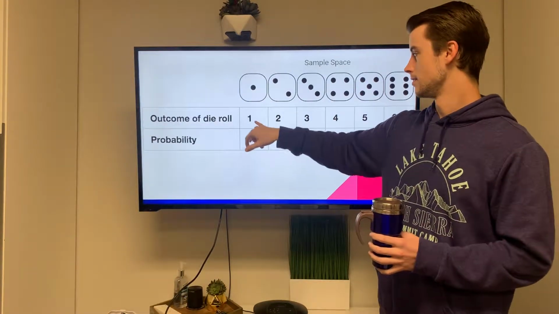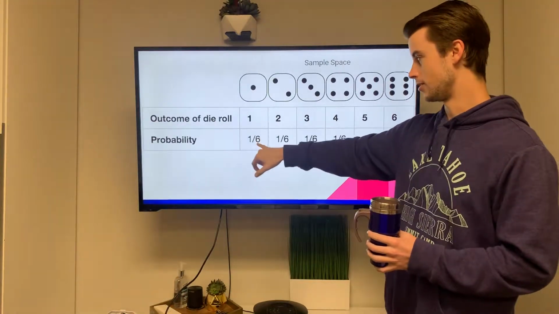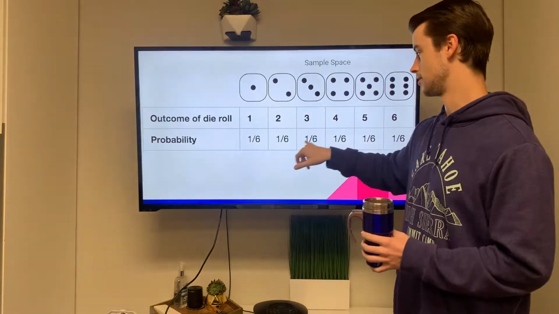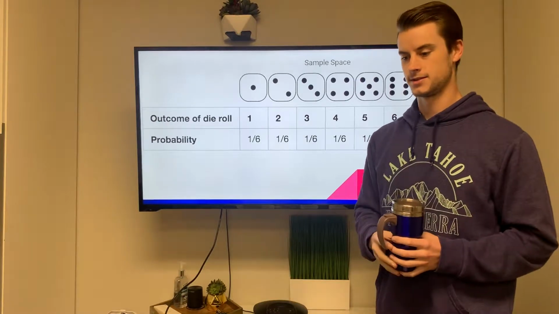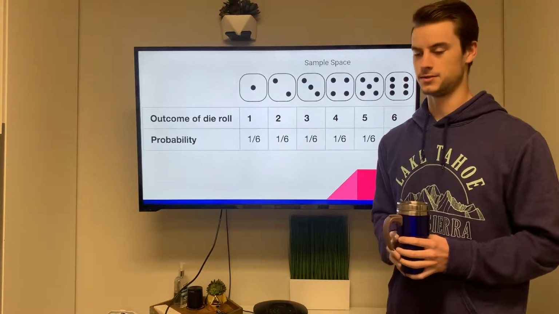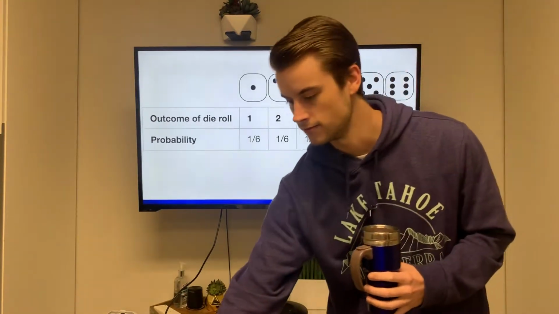Again, since there's 6 outcomes, the probability of rolling a 1 is 1/6. Same thing for 2, 3, 4, 5, and 6, okay? So that's just kind of how we can look at that in terms of a discrete random variable.